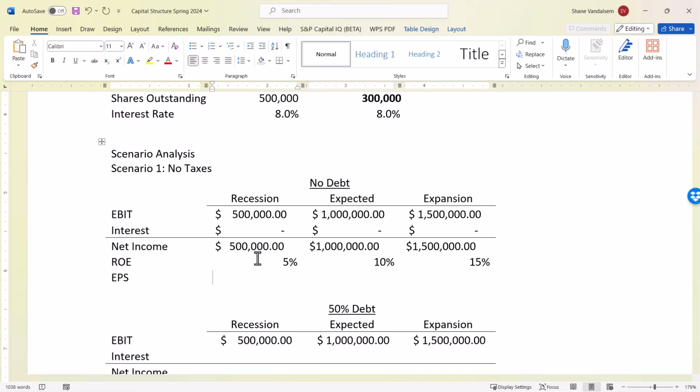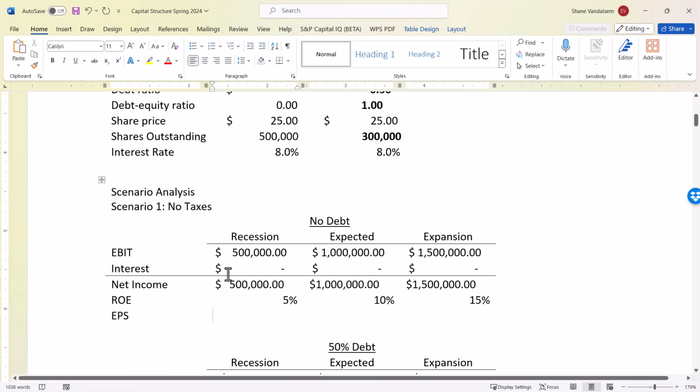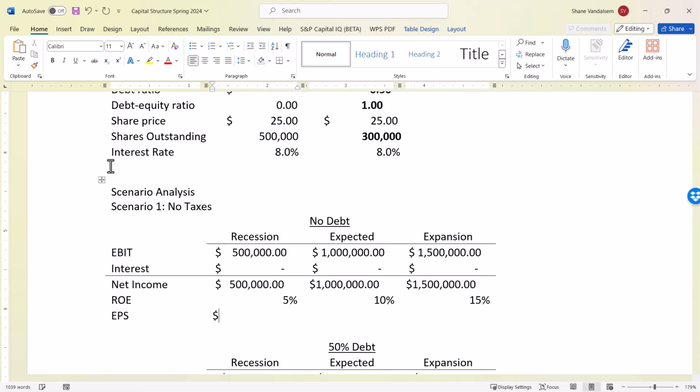The earnings per share is equal to the net income divided by the number of shares outstanding. So up here, in our no debt scenario, we have 500,000 shares outstanding, and we have income of $500,000. So our earnings per share here is just going to be $1 per share. In the second scenario, we have $1 million in net income divided by 500,000 shares. So it'd be $2. And then finally, we have 1.5 million divided by 500,000 shares. And so our earnings per share would be $3. So that's our no debt scenario.